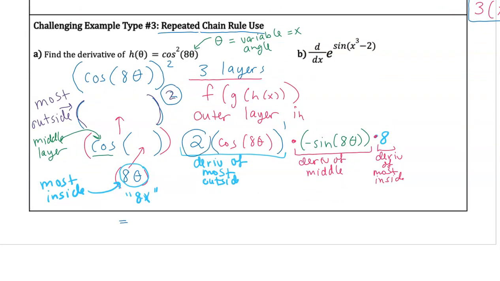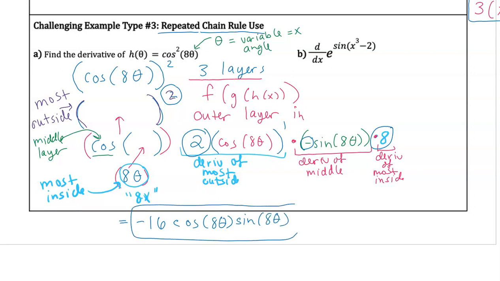So I'll multiply my constants together. So I have 2 times negative 1 times 8. And then I'll put my sine and cosine functions together. And so this would be my derivative of cosine squared of 8 theta. So this would give me my slopes of my tangent lines to this function and any other type of instantaneous rate of change information that I needed to find. This would be the derivative for that, my h prime of theta.